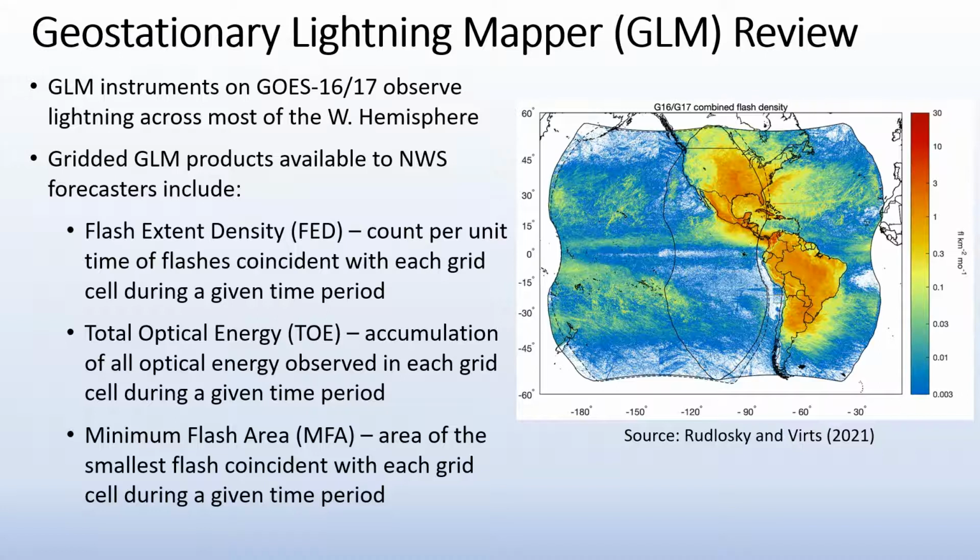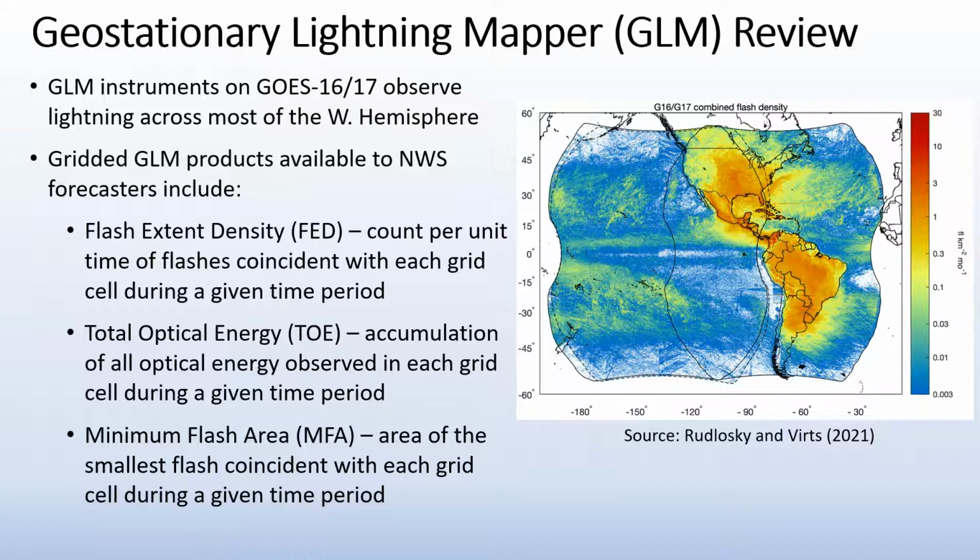Flashes observed by the GLM are then processed into three gridded products, which are available to NWS forecasters and gridded to quickly convey lightning information. The three gridded products are, first, flash extent density, or FED, which is essentially a count per unit time of how many flashes are occurring within each grid cell during a given time period, usually either 1 minute or 5 minutes. So how many flashes are coincident with each grid cell?